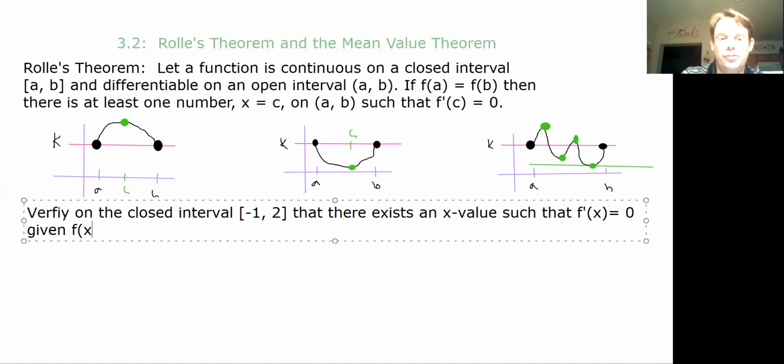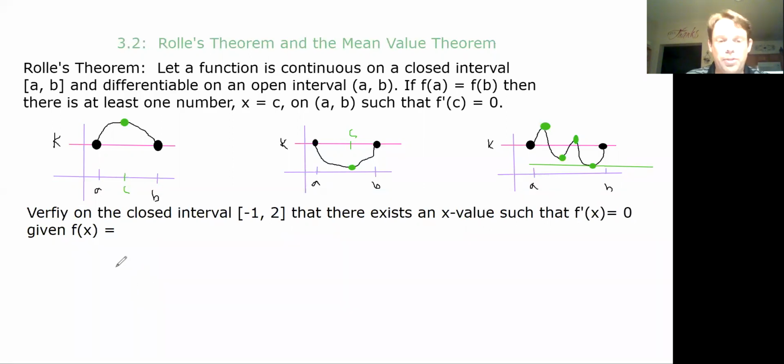given f of x is equal to, and now here we go, friends. I've got to come up with a wonderful function. I'm thinking this function today might be x cubed. I don't want to use green. I'm going to use black, friends. x cubed minus x squared minus 2x plus 3.